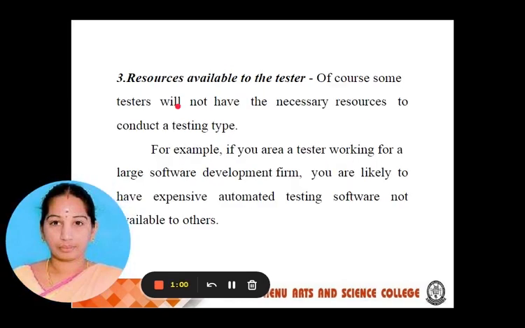So the next one is resources available to the tester. Of course, some testers will not have the necessary resources to conduct the testing. Some testers do not have any resources to test a project. The tester needs some main resources, like templates, memory, and disk space. These are the things testers must have. So those are the things in resources available to the tester.